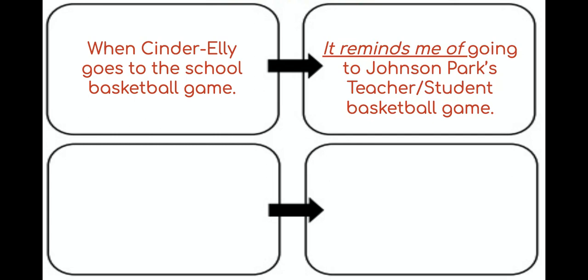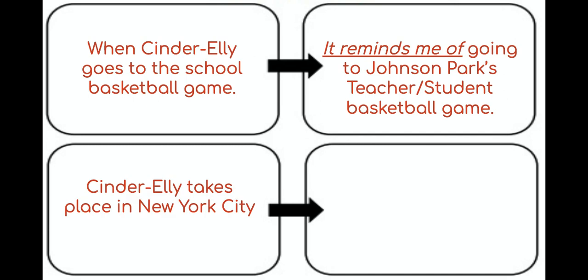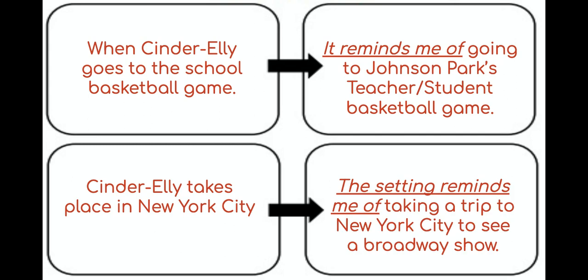In the column next to it, I used my sentence starter. It reminds me of going to Johnson Park's teacher-student basketball game. So I was able to connect Cinderella going to her school basketball game with me going to Johnson Park's basketball game. Now I want to choose another piece from the book. Cinderella takes place in New York City. So now I'm talking about the setting. I was able to make a connection to that. So connecting to it with the arrow in the next box, I typed, the setting reminds me of taking a trip to New York City to see a Broadway show. I've been to New York City. That's a connection I made.